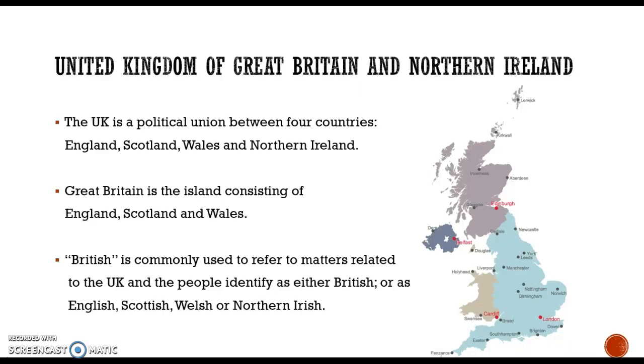Great Britain is the island consisting of England, Scotland, and Wales, and Northern Ireland is the northern half of the island of Ireland. The term British is commonly used to refer to matters related to the UK, and the people of the UK identify as either British or as their country of origin: English, Scottish, Welsh, or Northern Irish.